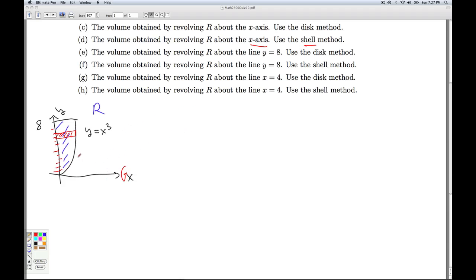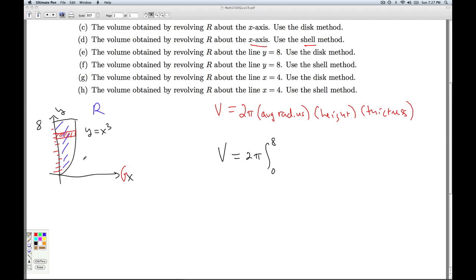Now the thing about the shells that's kind of nice is that the shell has the holes built into them. And so remember the volume of a shell is 2 pi times the average radius times the height times the thickness. Okay, so in this case I'm chopping up the y's, so my volume is going to go 2 pi integral from 0 to 8. What's the average radius? The average radius is the distance from the axis of revolution, namely the x-axis, out to a particular shell.